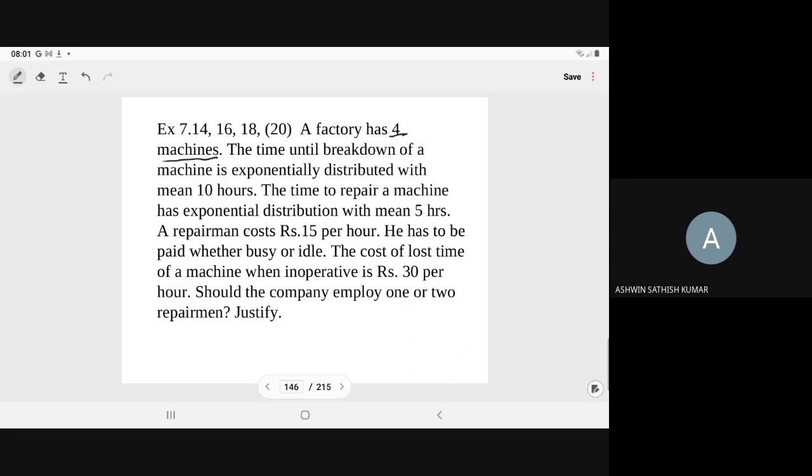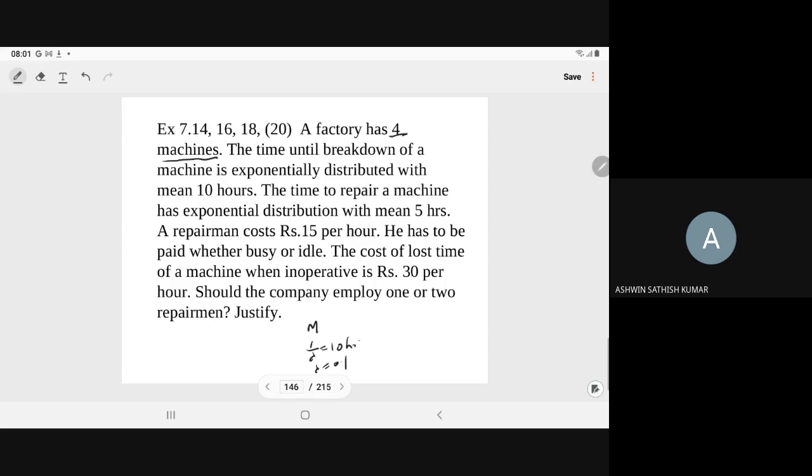The time until breakdown, because we are talking about machines, so here instead of the arrival we are taking the breakdown. The time until breakdown of a machine is exponentially distributed, so it is M, with mean 10 hours. With mean 10 hours, 1 upon lambda is given as 10 hours, so lambda will become 0.1.